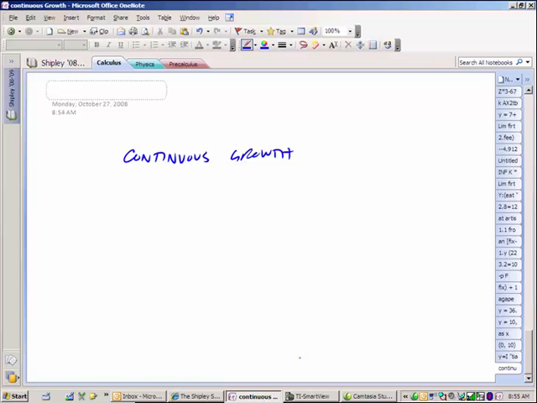So it's not one thing, so that makes sense. It's a total. All right, we have continuous growth. Continuous growth looks like this.